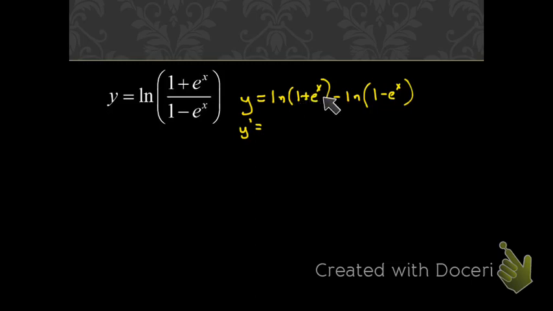U prime over u. What's the derivative of 1 plus e to the x, guys? E to the x. E to the x over u, 1 plus e to the x. Minus. What's the derivative of 1 minus e to the x? Minus e to the x. So you go plus, minus, negative, and go plus, positive over 1 minus e to the x.